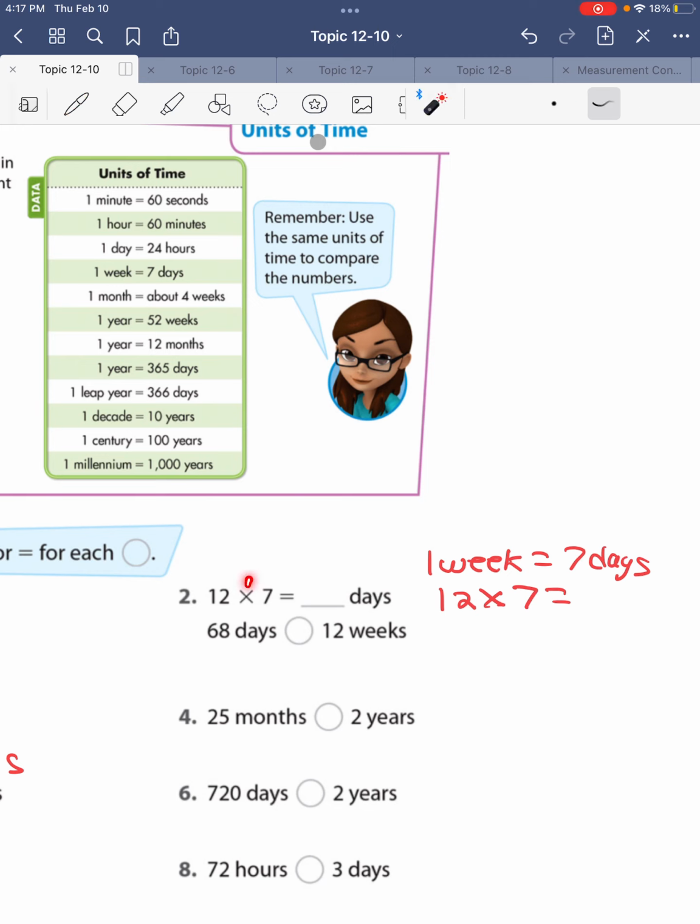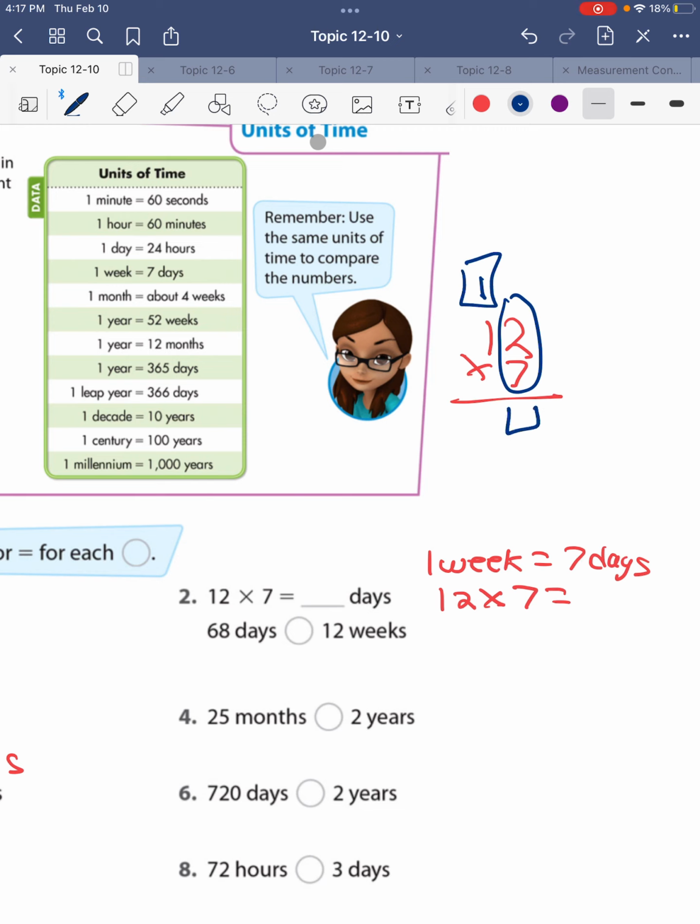And they even have it here, okay? So I know I'm doing it right. So I'm going to multiply 12 times 7. 2 times 7 is 14. Carry my 1. Drop my 4. 7 times 1 is 7. Plus 1 is 8. So that means 12 weeks equals 84 days. So I'm going to put 84 here. I'm going to scratch this out, put 84 days. Okay? That means 12 weeks is more.